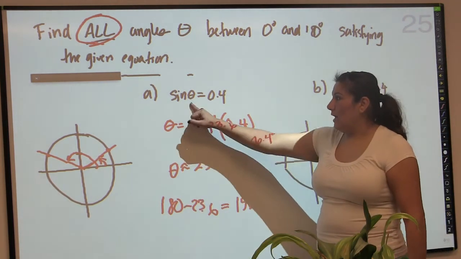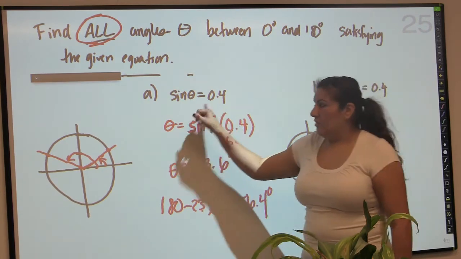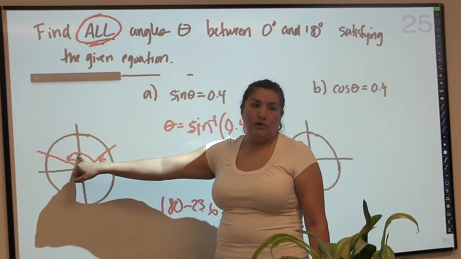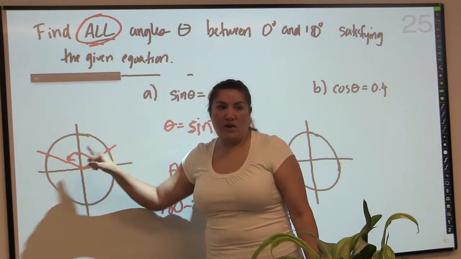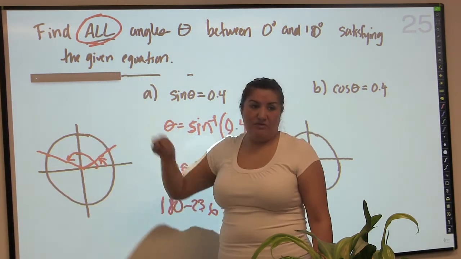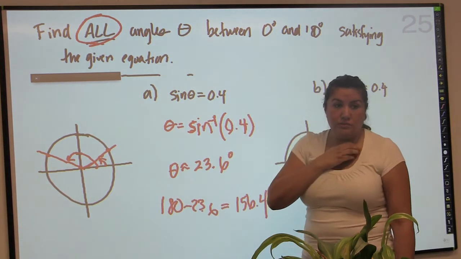Okay, so we know that the y coordinate is 0.4. So on the y-axis, this is roughly 0.4. It's not quite half, but it's 0.4. There are two angle measures that have that same y value. And when it says to find all of them, we have to find all of them. So in this case, there were two.